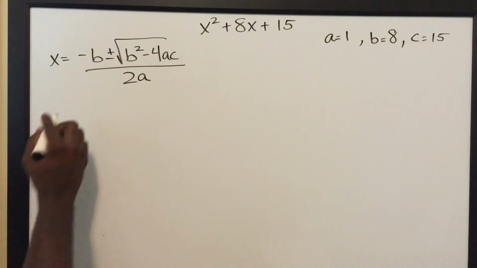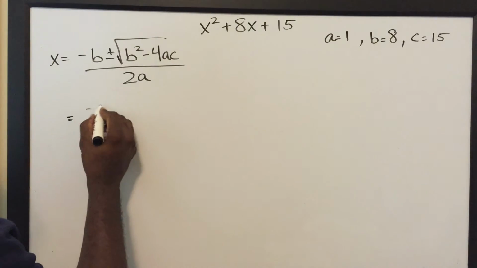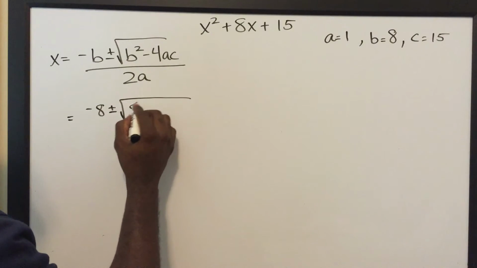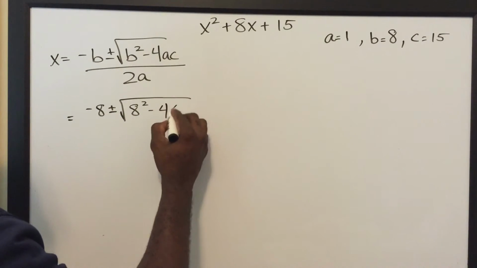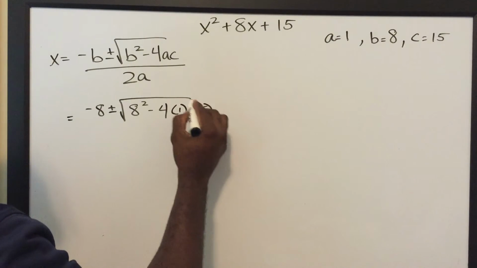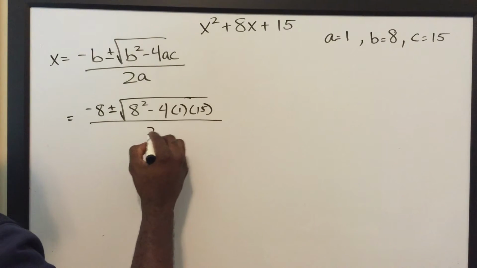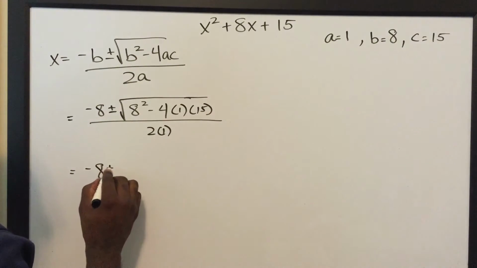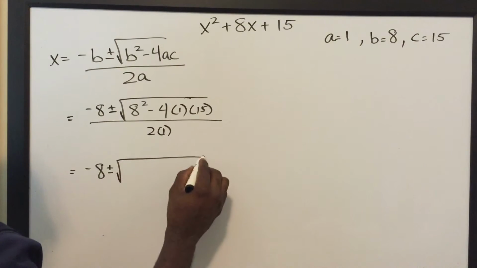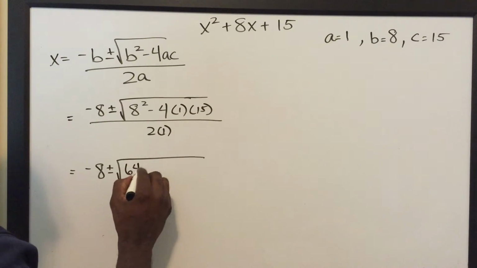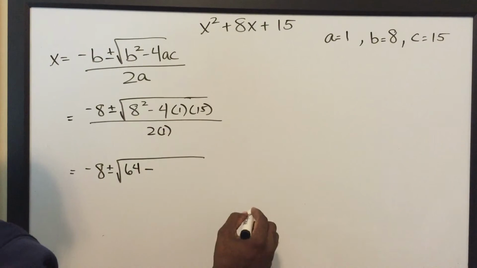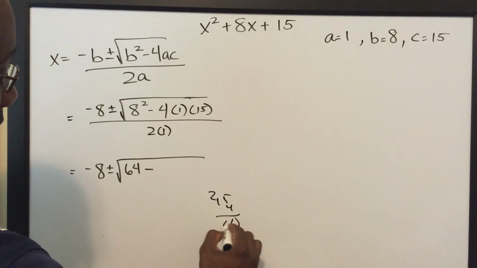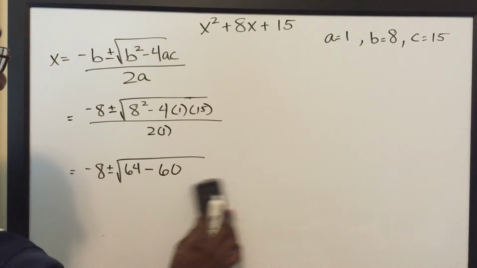So now we have that. Negative b is minus 8 plus or minus the square root of b squared, that's 8 squared, minus 4. Our a is 1 and our c we said is 15, all over 2a, 2 times 1. Let's write it out some more: minus 8 plus or minus the square root of 8 squared, which is 64, minus 4 times 1 times 15. What is 4 times 15? That's 60, all over 2.